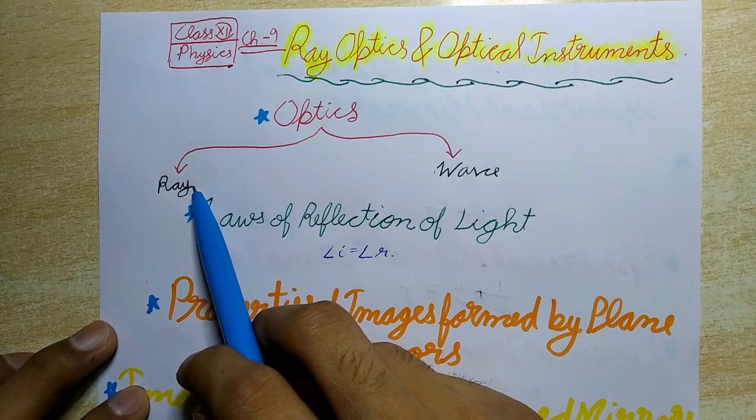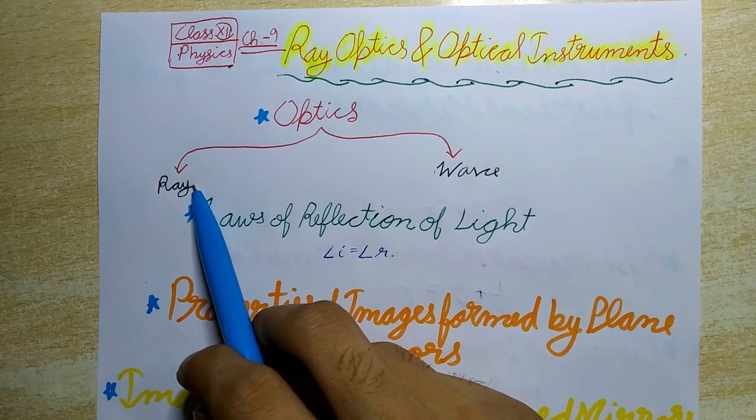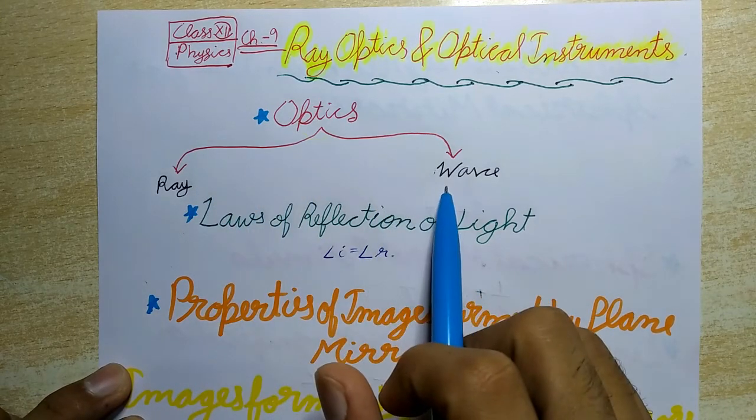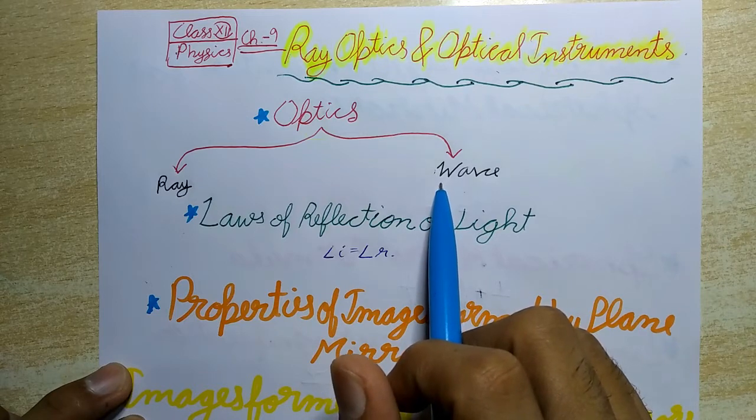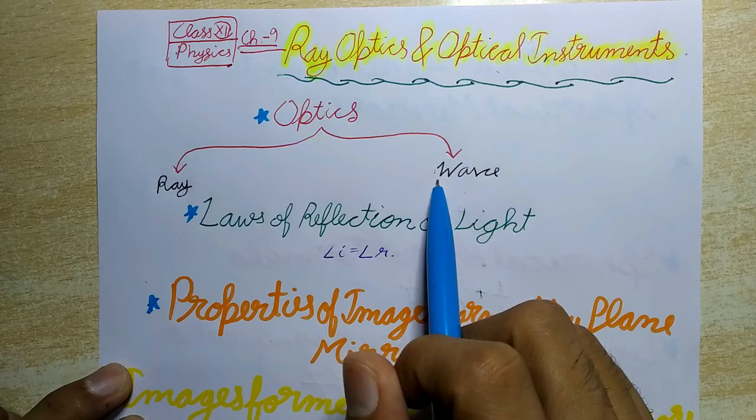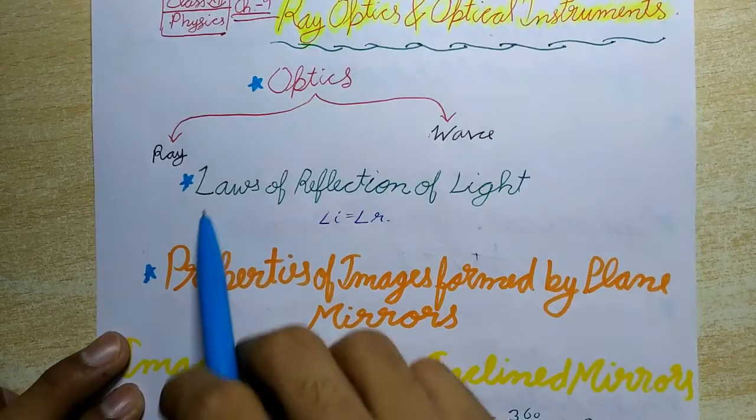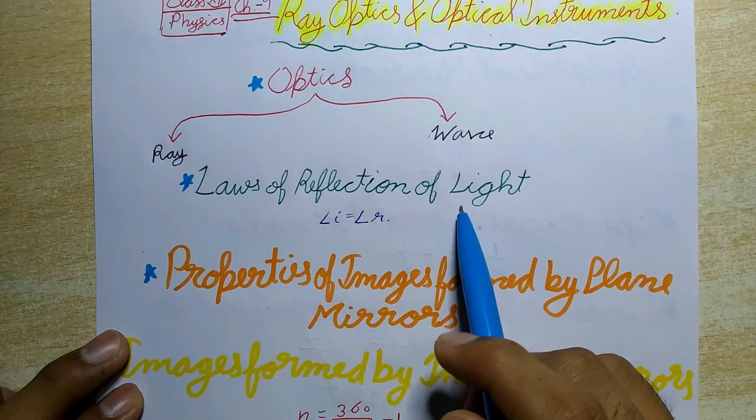First, ray optics concerns itself with the particle nature of light and is based on, first, the rectilinear propagation of light and, second, the laws of reflection and refraction of light. Second, wave optics or physical optics concerns itself with the wave nature of light and is based on phenomena like interference, diffraction and polarization of light.